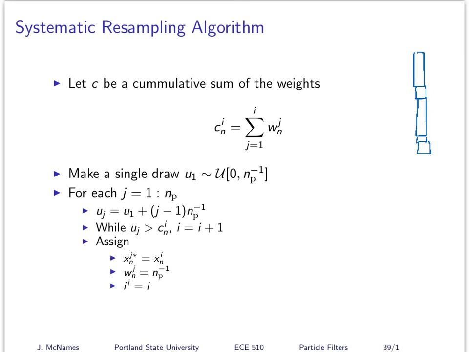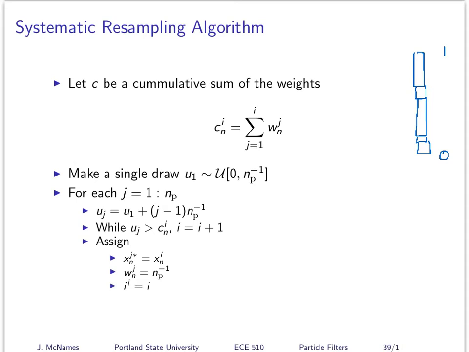I think that's probably enough to represent it. So let this be 0 and let this be 1. In this simple example, let's say we just have 1, 2, 3, 4, 5 weights. And this thickness represents the size of each weight. So this is weight 1, weight 2, weight 3, weight 4, and weight 5. And the height of each bar represents how big the weight is. And so let's see, C is a cumulative sum of the weights.